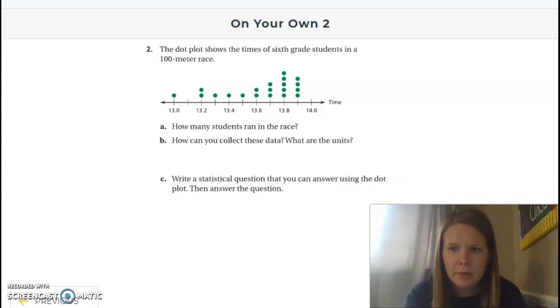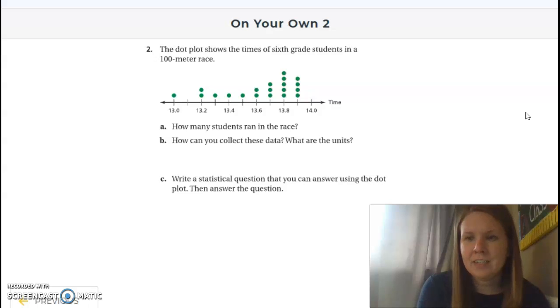So I want you to take the time. I mean, we're already going to start and pause this video. But go ahead and try and answer these questions about this problem here. So it says that you are given a dot plot. So a dot plot shows the times of 6th grade students in a 100-meter race. So you're racing. You want to figure out how many students ran the race. How can you collect the data? So how did you collect the data? Maybe this is, how would someone collect this kind of data, and what's kind of a statistical question you could have answered for this question. Once you have that, come on back and we will go through the answers.